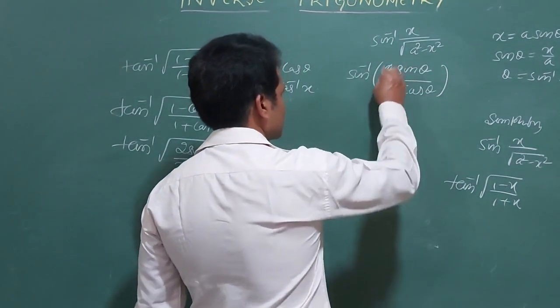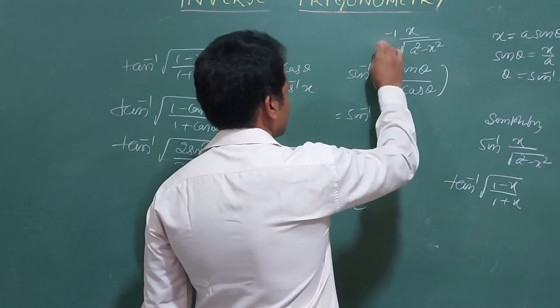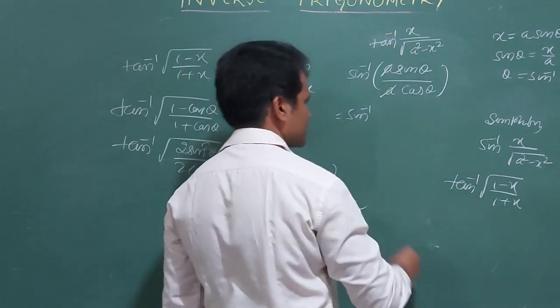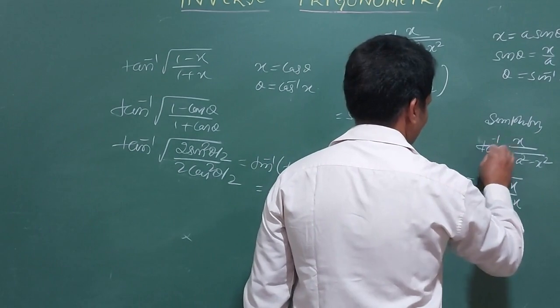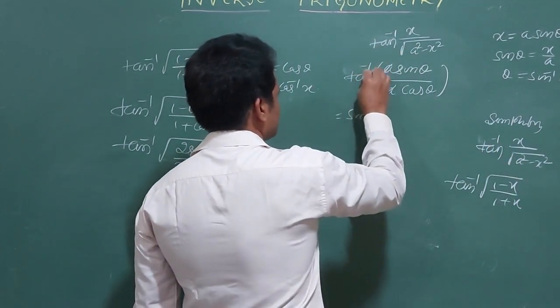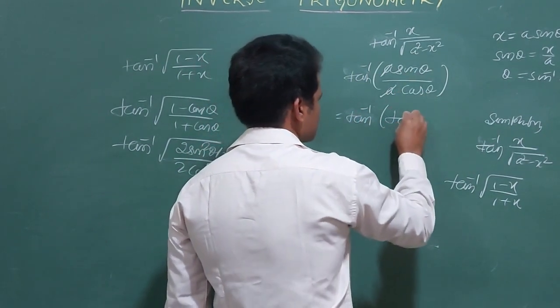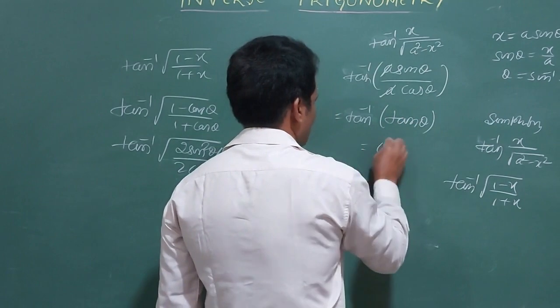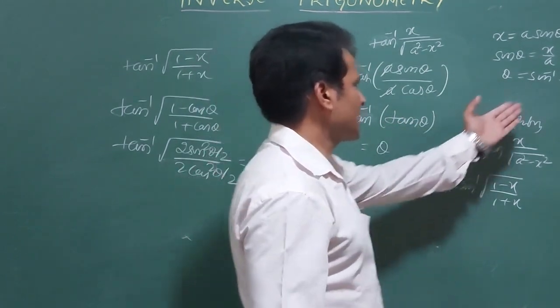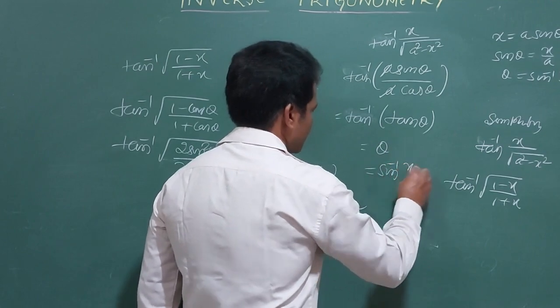A cancels out. Sorry, this question will be tan inverse. So tan inverse tan theta is theta, and theta I can replace here with sin inverse of x by a.